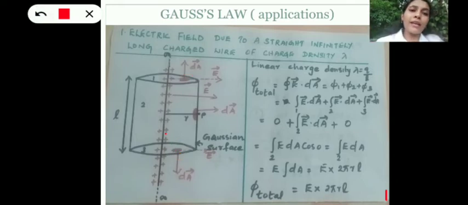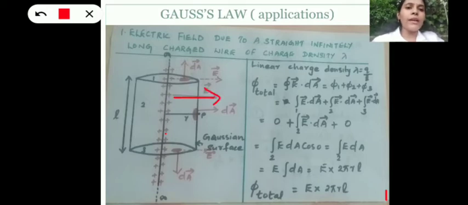Next, what will be the direction of the electric field here? As you know, positive charges are distributed along the length of the wire, and for a positive charge, the electric field will be pointing radially outwards, or normally outwards. So this will be the direction of the electric field always at the curved surface and also on the two end surfaces. Now, since we are considering an infinitely long straight wire, we need to consider linear charge density lambda. And what is lambda?